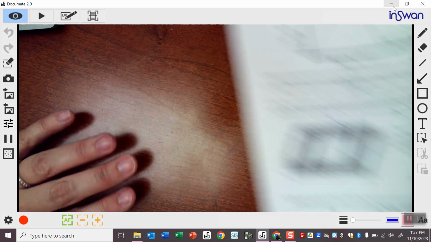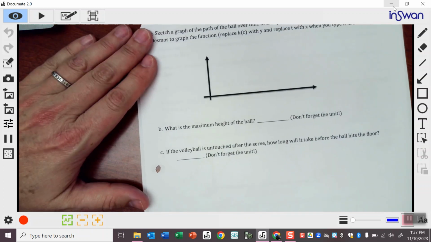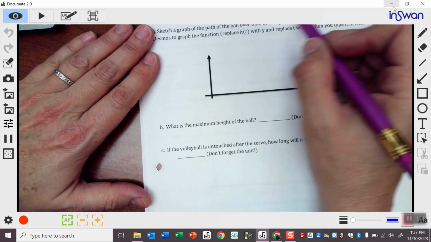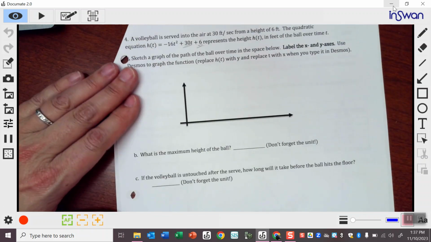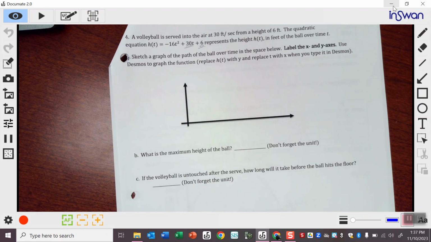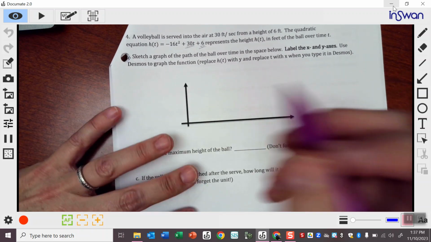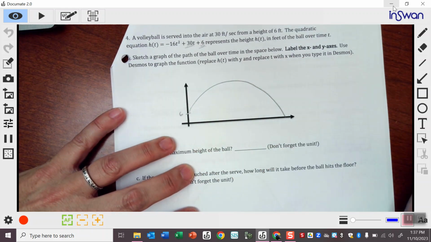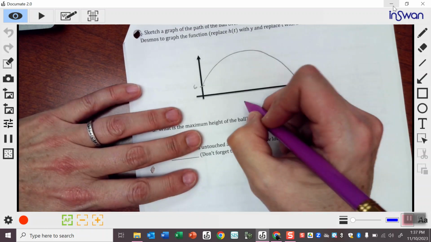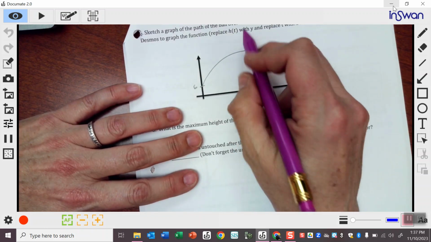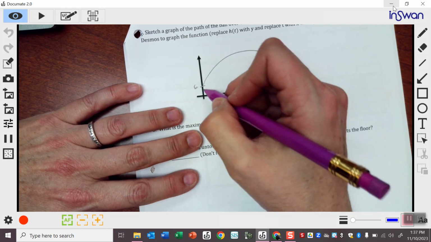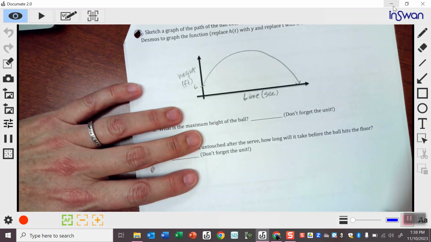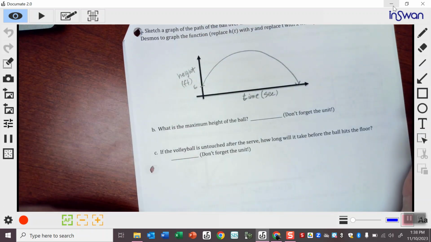Okay, last one. So we got a volleyball served into the air at 30 feet per second. That's this number here. A height of 6, that's this number there. So we're going to do this without looking at Desmos. So I know that it's starting from 6, right? And the volleyball goes across there. So it's like projectile motion, right? And crosses right here. So this is my time, and it looks like it's in seconds. All right, this is my h of t, my height of the ball, and that would be in feet.